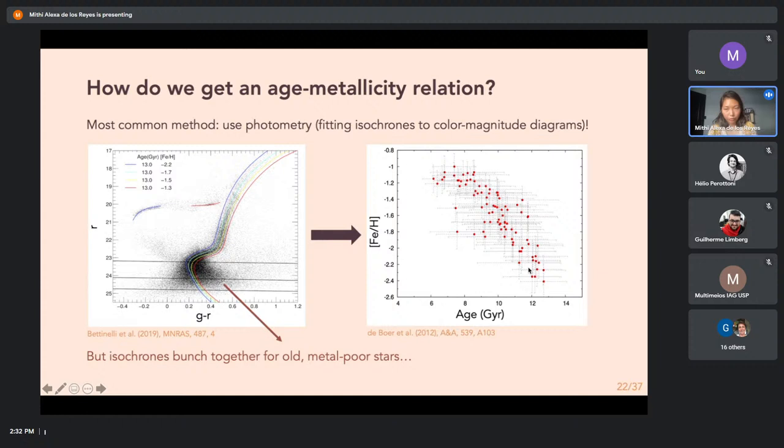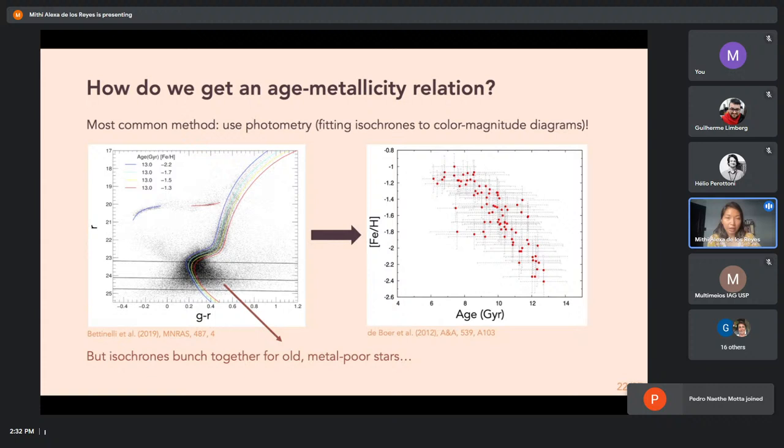The main issue: this works pretty well for most systems, but it is uniquely disadvantaged when it comes to really old and metal poor systems like dwarf spheroidal galaxies. And this is because isochrones tend to bunch together when we get to really high ages and low metallicities. And the age metallicity degeneracy becomes a major effect here.